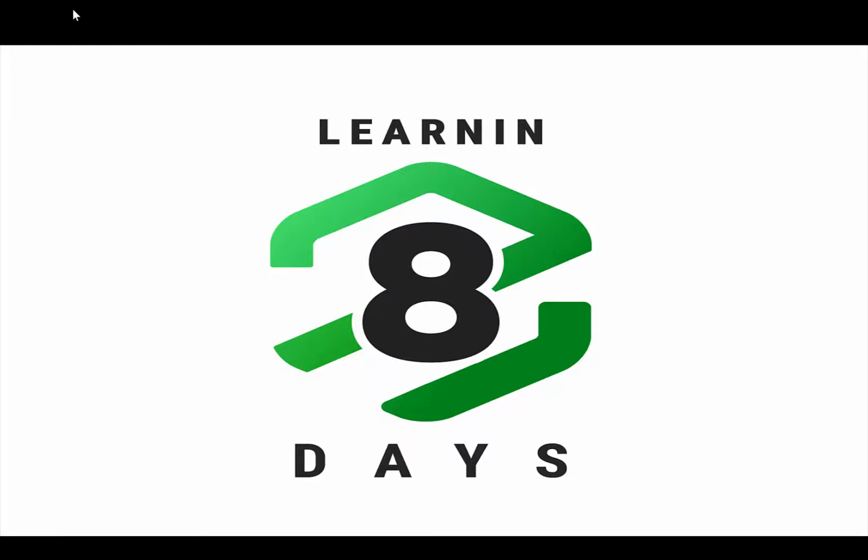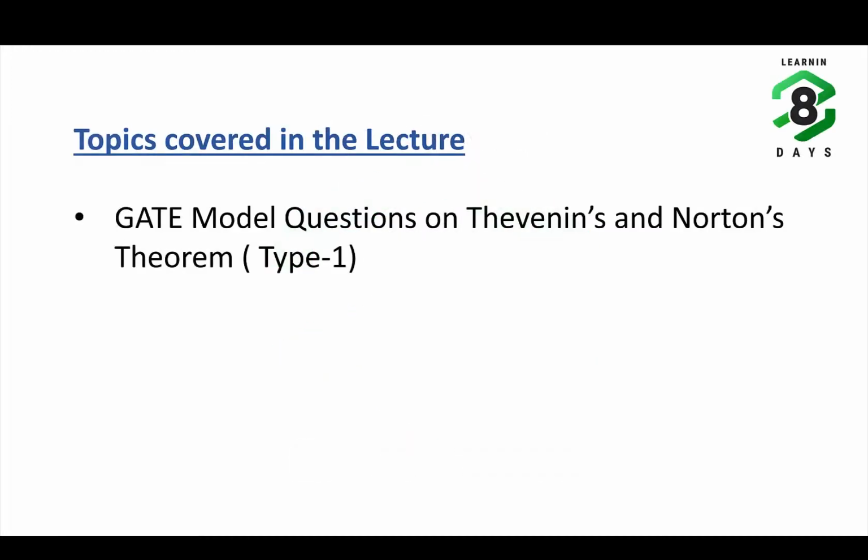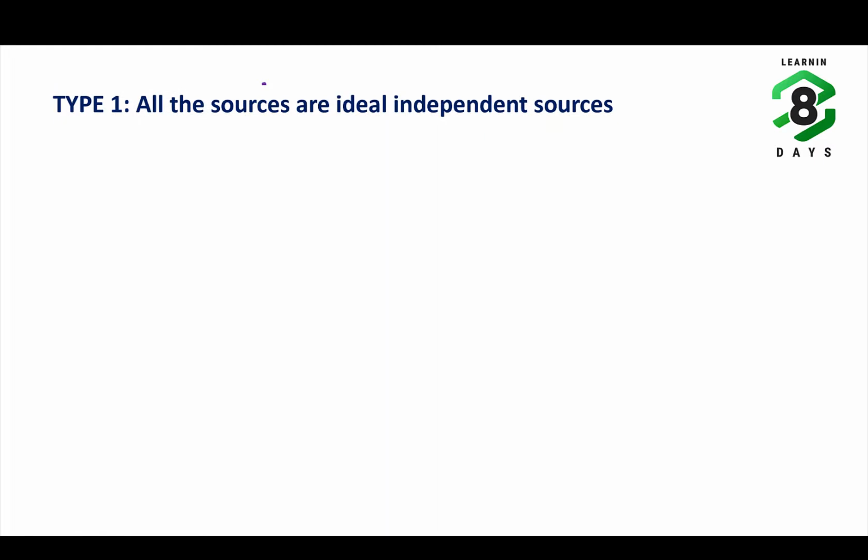Hello, welcome everyone. In this lecture, we are going to study the GATE model questions on Thevenin's and Norton's theorem. What are type 1 problems in Thevenin's and Norton's theorem? In type 1 problems, the circuit only contains ideal independent sources and passive elements. There will not be any dependent sources present in the network.